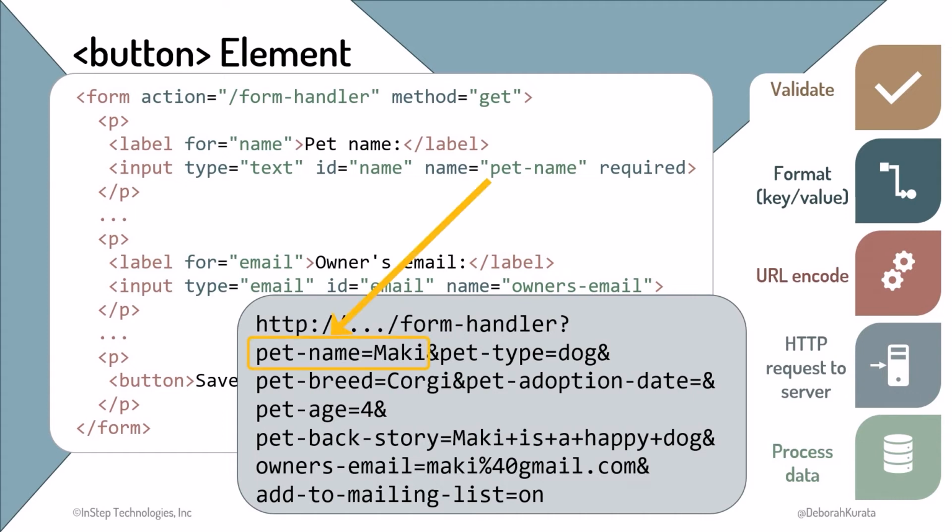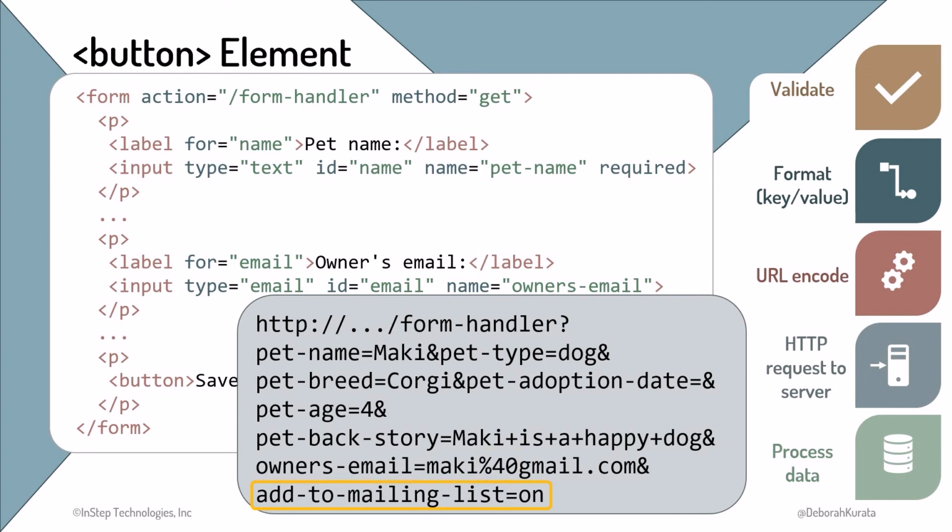Here is the pet name from the input element's name attribute, and my entered value of Maki. And here is the owner's email from that input element's name attribute, and my entered fictitious email address. Because the result is URL encoded, it replaced the spaces in the backstory I typed with plus signs, and replaced the @ with a code of %40.